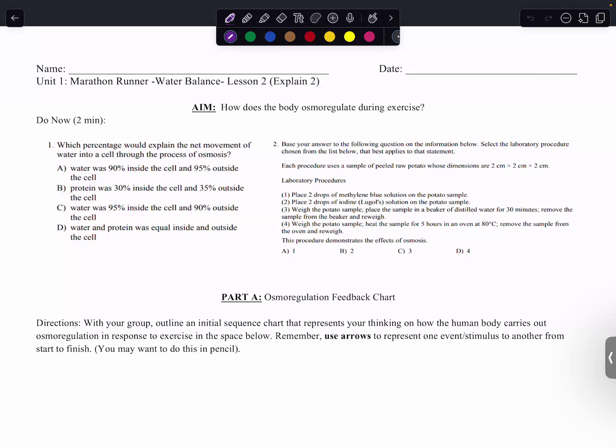osmoregulation, water balance, concentrations of salt and water in our blood. Now, our aim says, how does the body osmoregulate during exercise? Excuse me, let me drink some water of my own.